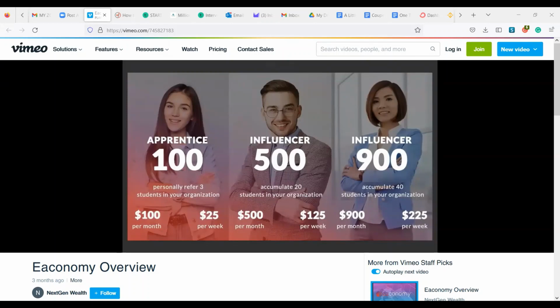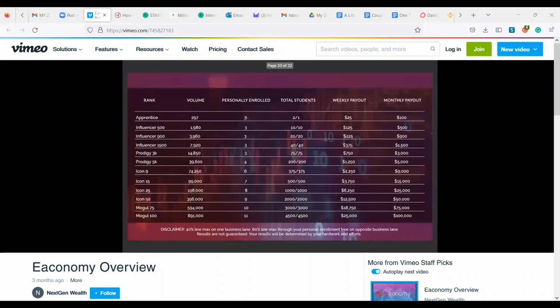Now, the first position is Apprentice 100. Refer 3 individuals and $100 a month, which is $25 a week. Okay, you get paid out weekly over here. You then have the next position, which is Influencer 500. Accumulate 20 students in your organization, 10 on the left, 10 on the right, you make $500 a month. You then have Influencer 900, a team of 40, making $900 a month.